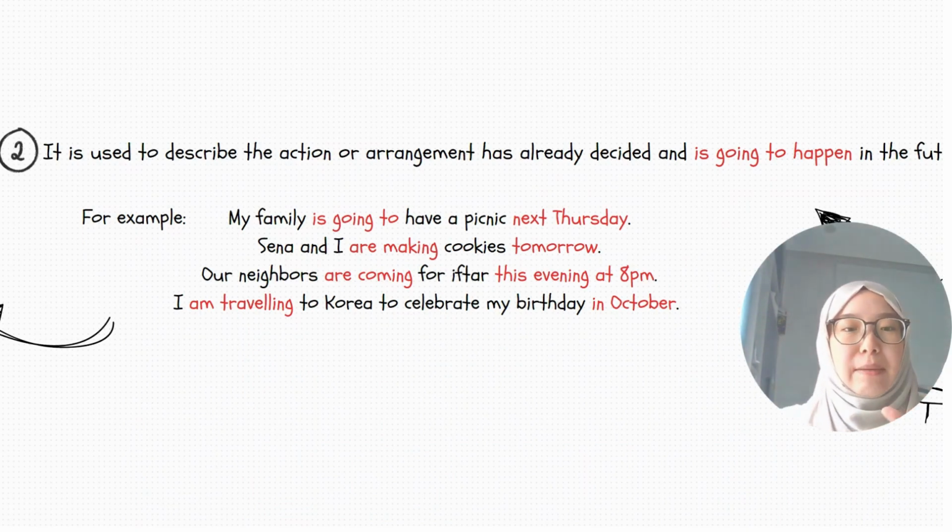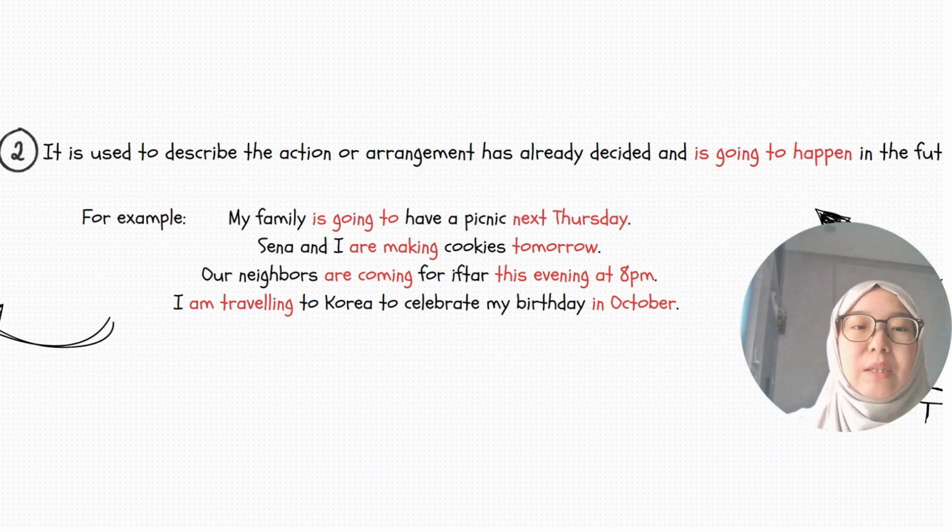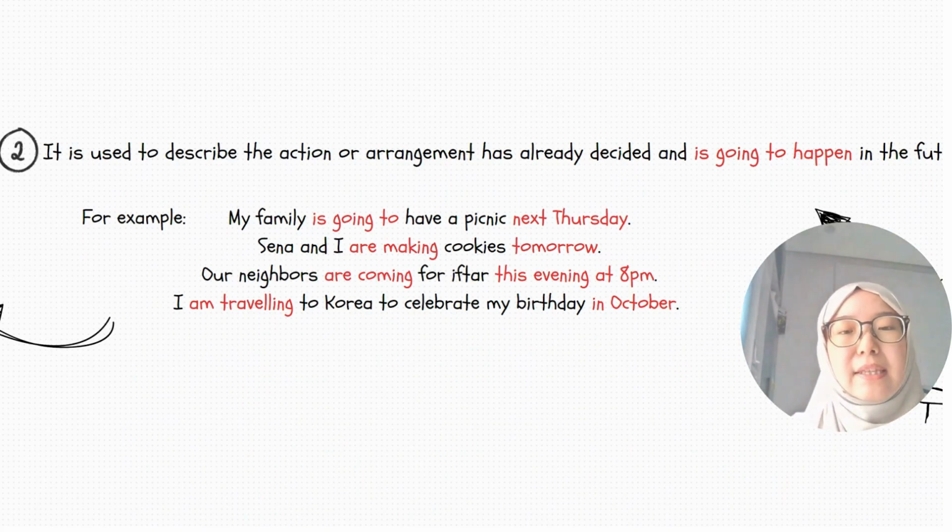The same thing, I'm going to put all the sentences in a story as well. Okay, let's have a better understanding of present continuous tense. Today is Sunday and we are near Eid al-Fitr, which means Eid al-Fitr is not coming yet. Okay. My family has a plan to celebrate the Eid together.